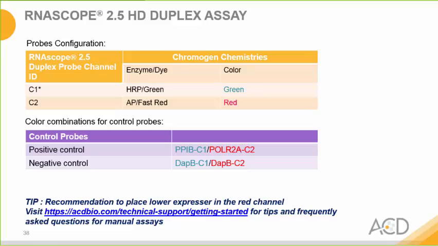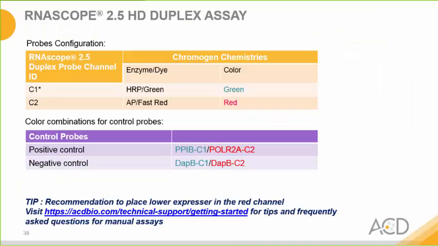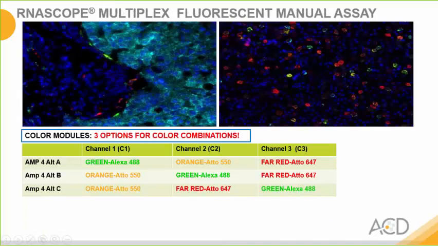Okay, so the probe configuration for the duplex assay is C1 will be green and C2 will be red. And so the duplex positive control, provided the PPID is in C1, it will be green. And this is a medium-high expressor. And then polar 2A is a low to medium expressor, and it's provided as a C2 probe, and it will be in red. One more thing I forgot to mention is that we do recommend to place low expressors in the red channel because the red color really stands out.